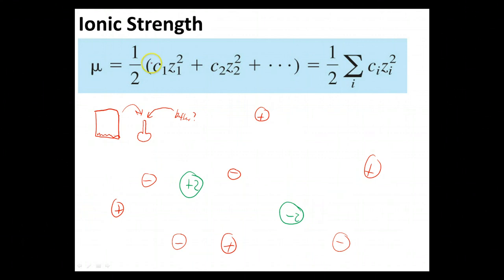We account for that by thinking about ionic strength. And this equation looks a lot nastier than it actually is. What we're going to do is we're going to consider every species in our solution. Now let me go ahead and show you this.